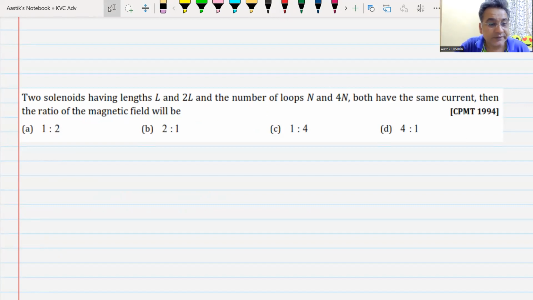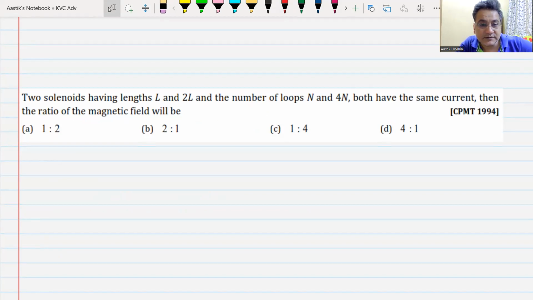Anyways, this is the next question. Two solenoids having length L and 2L, number of loops N and 4N, both have the same current. Then the ratio of magnetic fields will be how much?